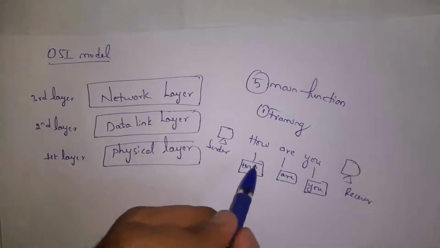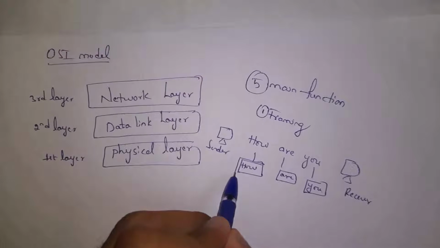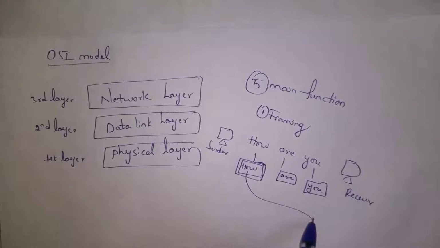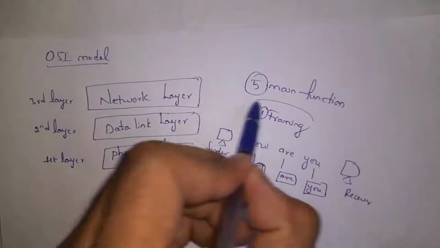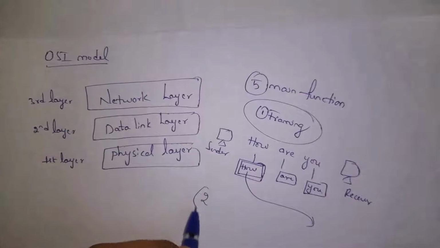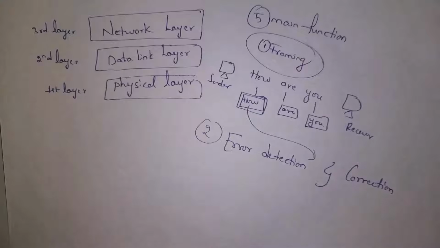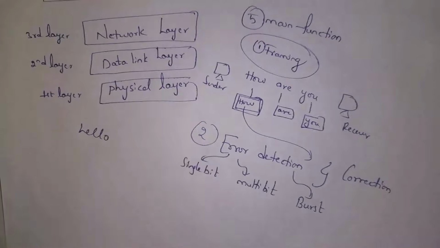And then data link layer will place each packet in one frame, and then data link layer will forward each frame to receiver. Instead of sending our data directly to receiver, data link layer will pack our data in a frame, and then data link layer will send that frame to receiver. So data link layer will perform framing, and the second function is error detection and correction. Guys, data link layer can detect errors, and as well as data link layer can correct errors. Errors are classified into 3 types. They are single bit error, multi-bit error, and burst error.